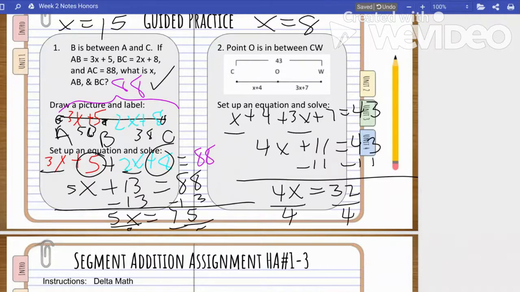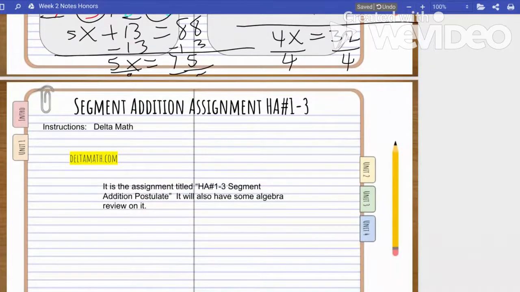I plug it back in. 8 plus 4 is 12. 3 times 8, 24 plus 7, 31. And what's 12 plus 31? 43. So good job.